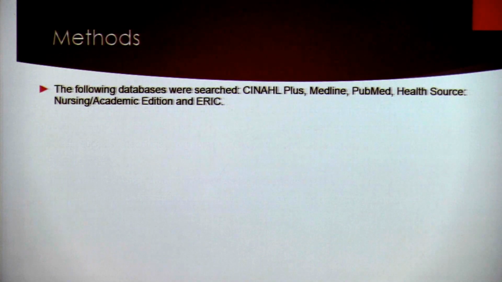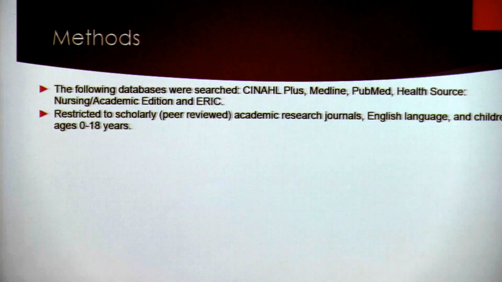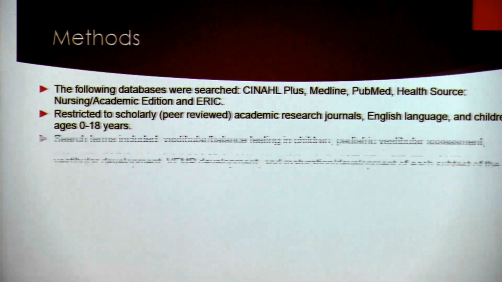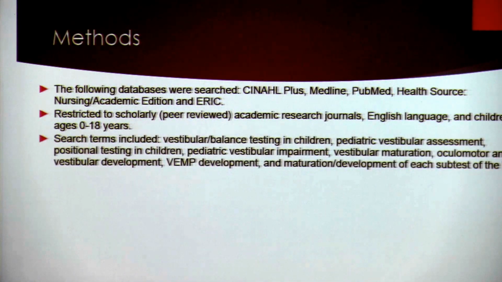So we started by searching the databases CINAHL, PubMed, Medline, ERIC, and HealthSource. We only looked for articles that were scholarly or peer-reviewed journals on children birth to 18 years and written in English. We searched terms like vestibular testing in children, pediatric vestibular assessments, disturbances in children, and then each of the subtests in regards to testing children.